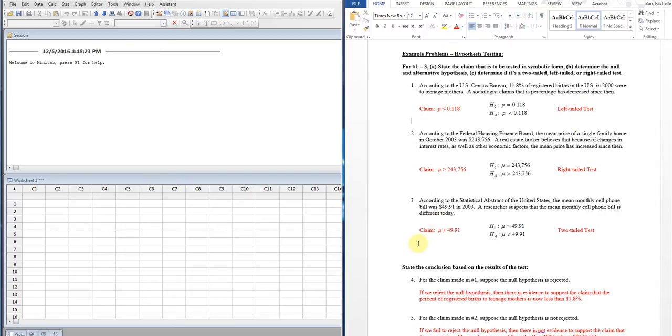All right. Number 2. According to the Federal Housing Finance Board, the mean price of a single-family home in October of 2003 was $243,756. A real estate broker believes that because of the changes in interest rates as well as other economic factors, the mean price has increased since then. I actually would have thought it decreased since then, but we'll see.